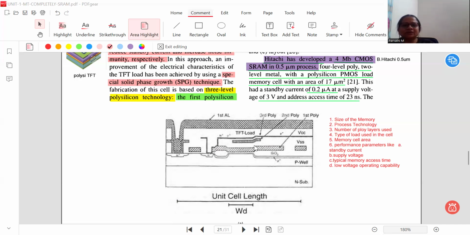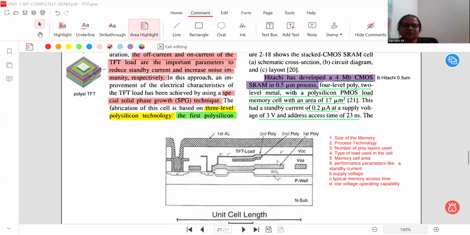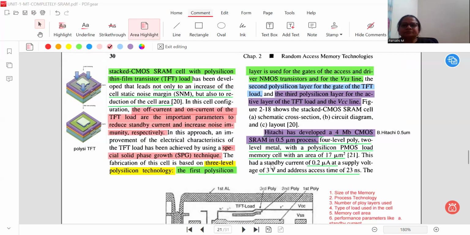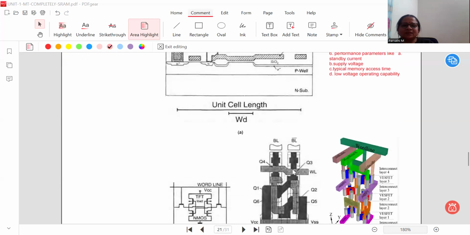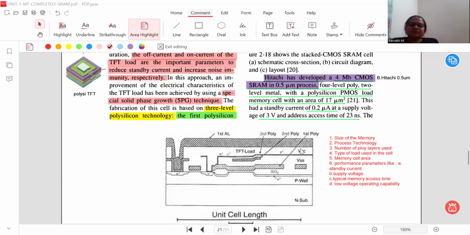So like that you can see the stack of polysilicon layers in order to achieve the complete SRAM. Then here the figure is showing the stacked CMOS SRAM cell, the schematic cross section as well as the layout. And basically before going to the layout, let us revisit the parameters which are required for the upgradation of memories, like advanced memories. What parameters are essential to look into?